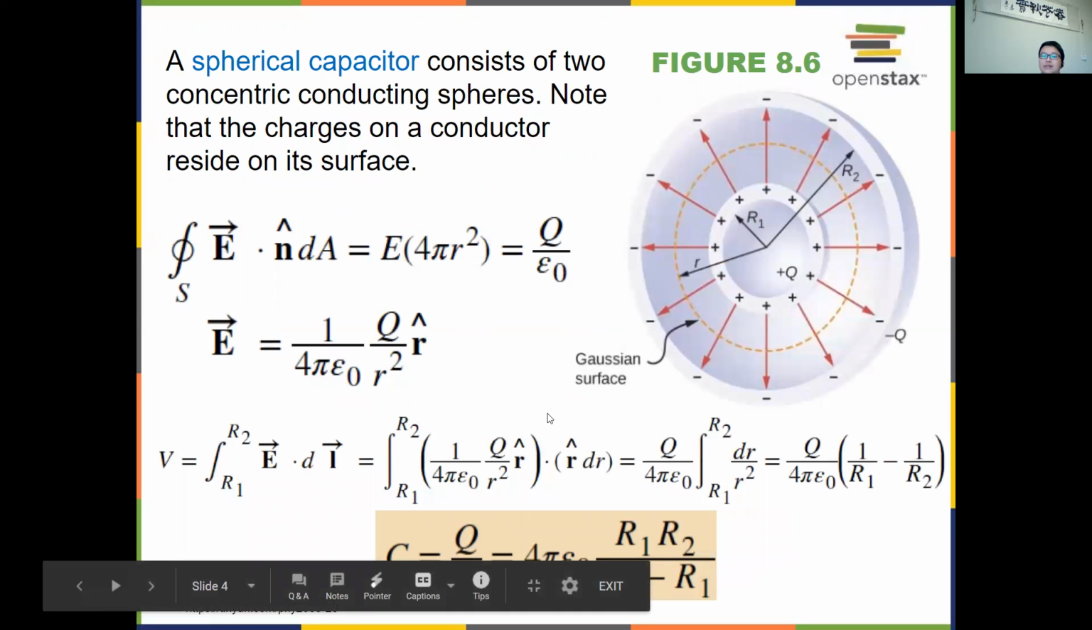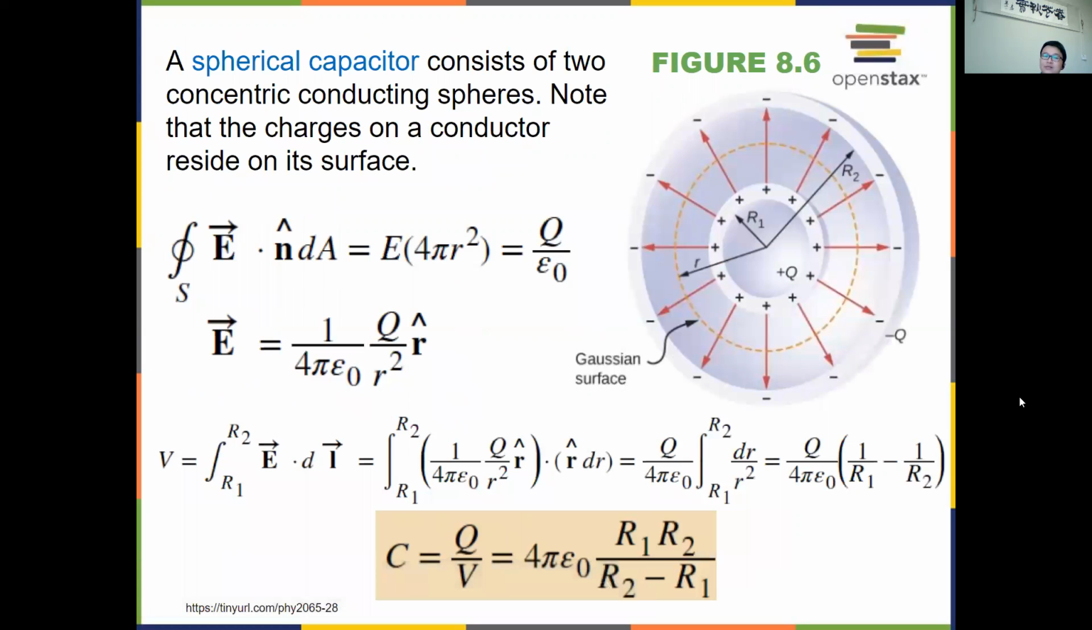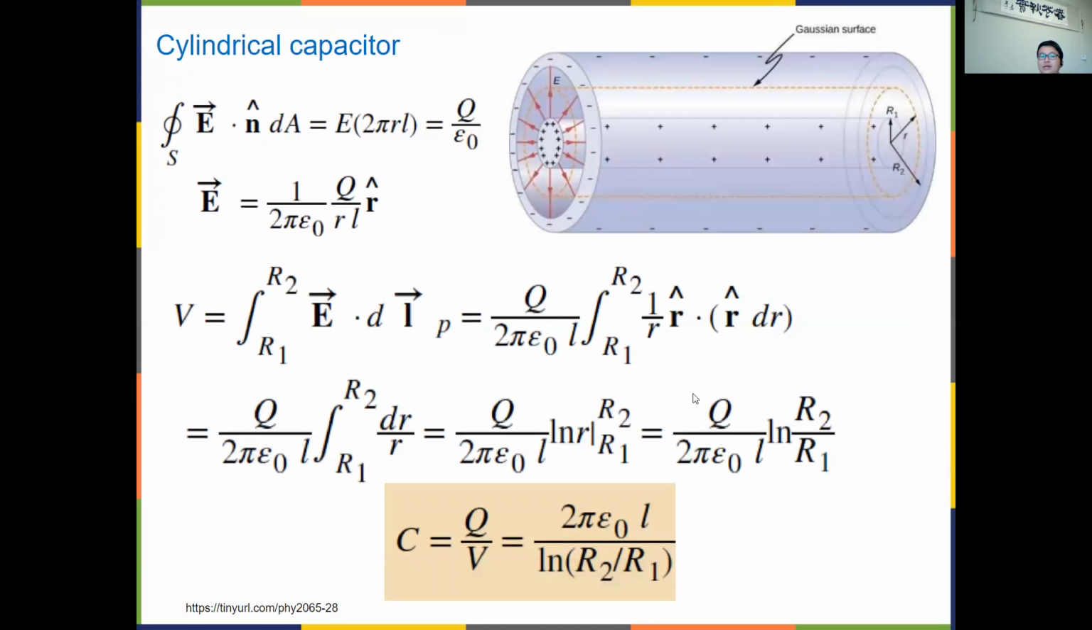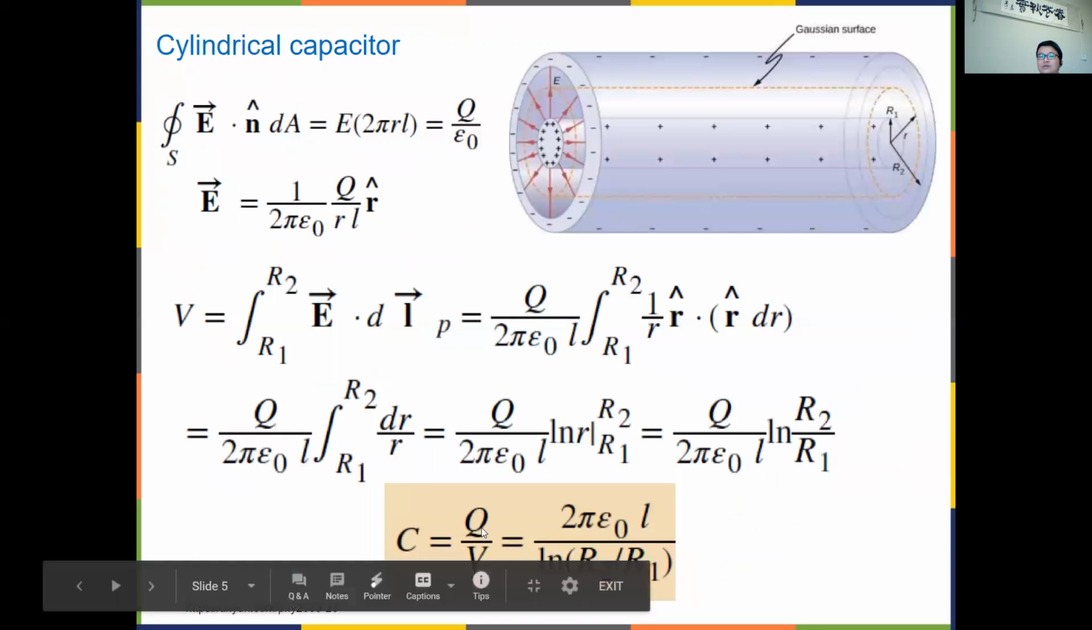You can use the same technique to calculate the capacitance for different types of capacitor. For a spherical capacitor, you can do the same here, just integrate E dot dl, which gives you the electric potential built up under the charge Q. Then do C equals Q over V, and it will give you the capacitance of that capacitor. Similarly, you can do it for a cylindrical capacitor, okay? It's done the same way: calculate V first and then do Q over V to get the capacitance.